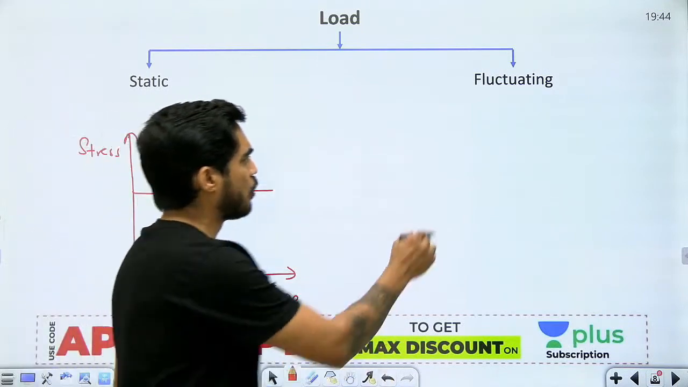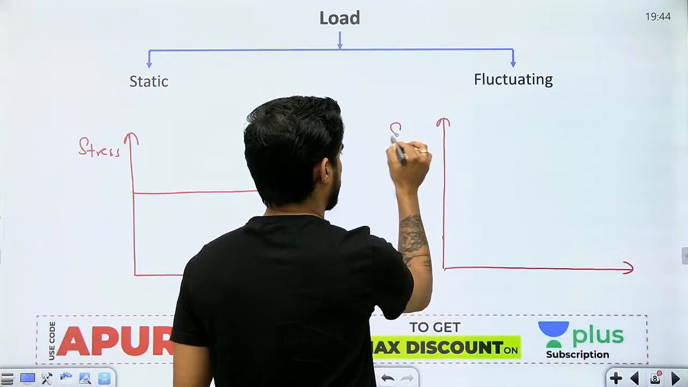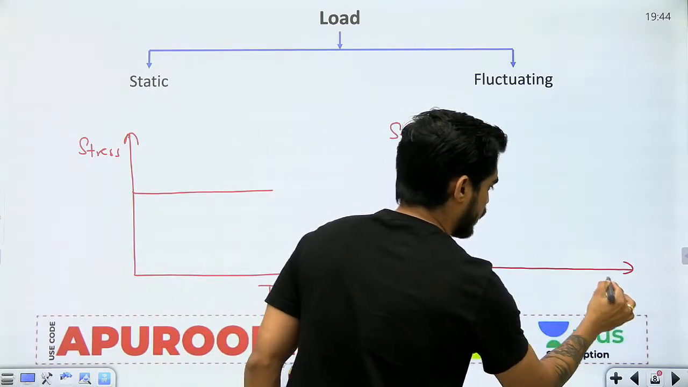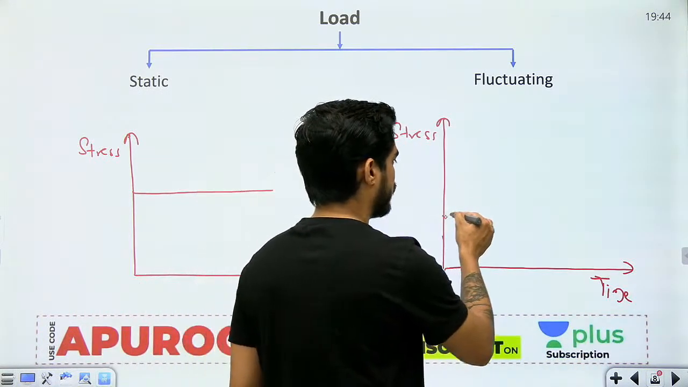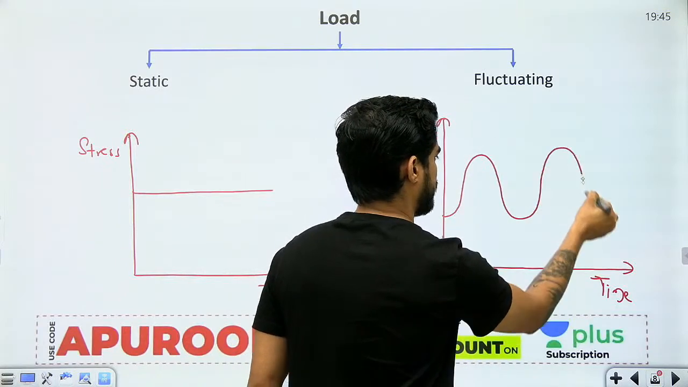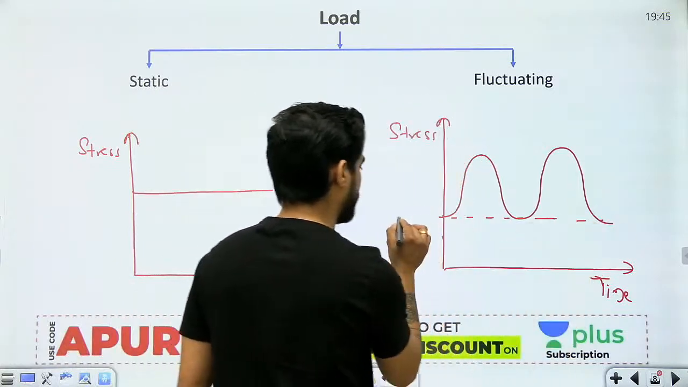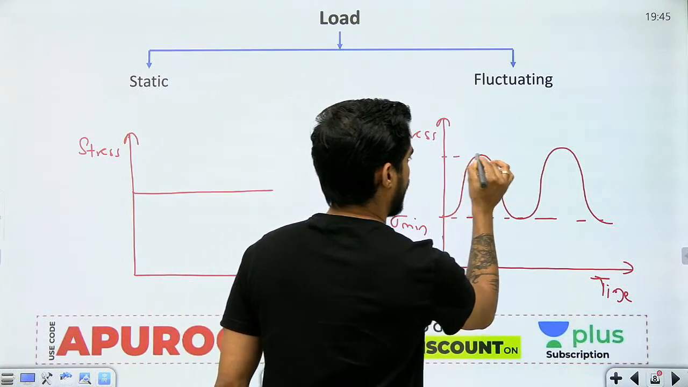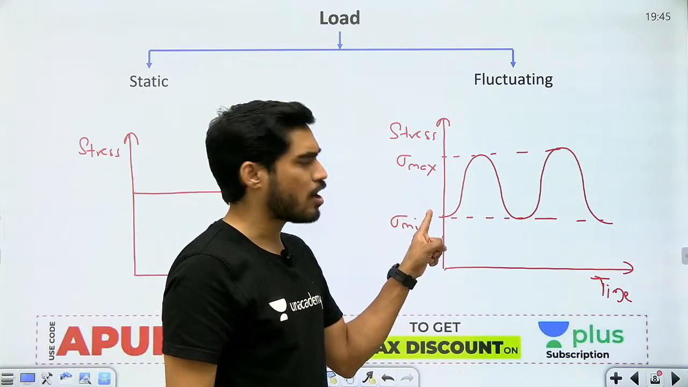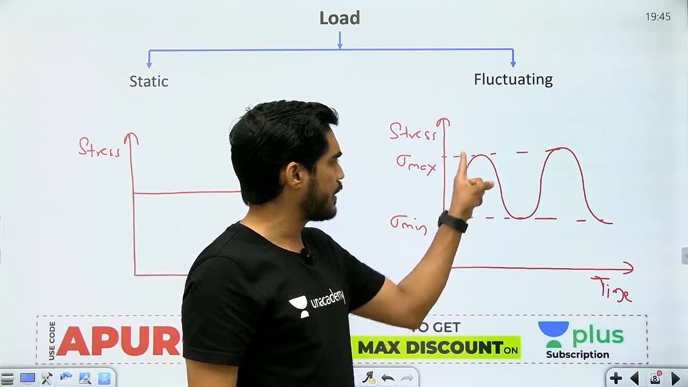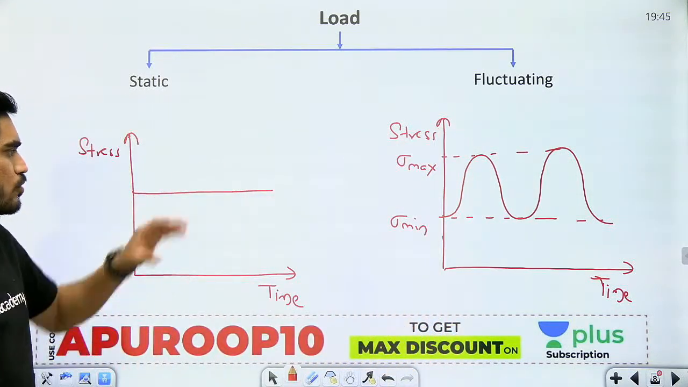But in case of fluctuating load, if I draw a graph between stress and time, then you will see that the stress is going to fluctuate between a maximum and a minimum value. Let's call it sigma minimum. Let's call it sigma maximum. So you can see that the stress is not constant. It is fluctuating from sigma minimum to maximum, then minimum again. So this is known as fluctuating load. This is known as static load.